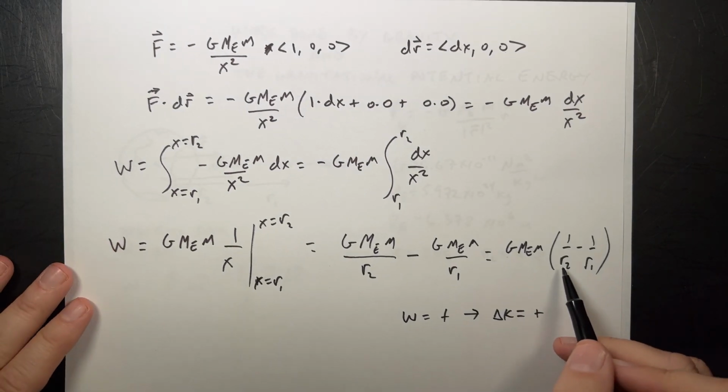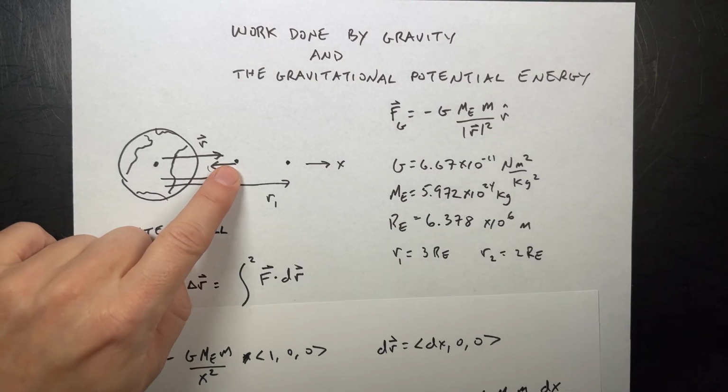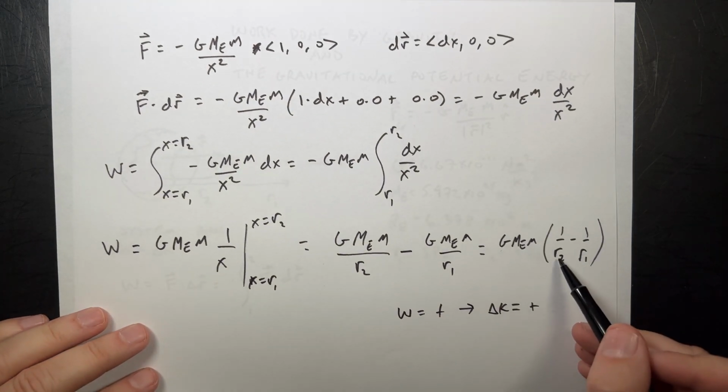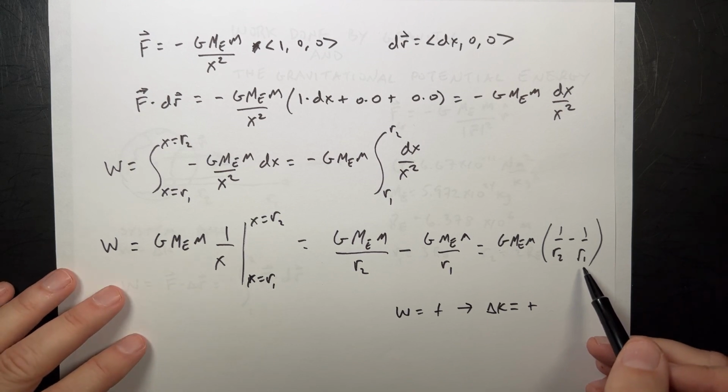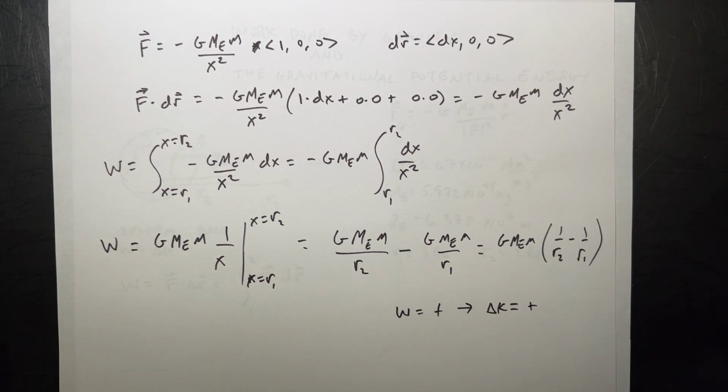Right here, R2 is smaller. R2 is closer, so it has a smaller value than R1. So 1 over R2 is going to be a bigger number than 1 over R1. So this whole thing is going to be positive. So it is positive work, and we can use that to calculate the change in potential energy. Let's just do it real quick. Let's just calculate the work done. And then I'm going to do it numerically, and then I'm going to come back to talk about potential energy.